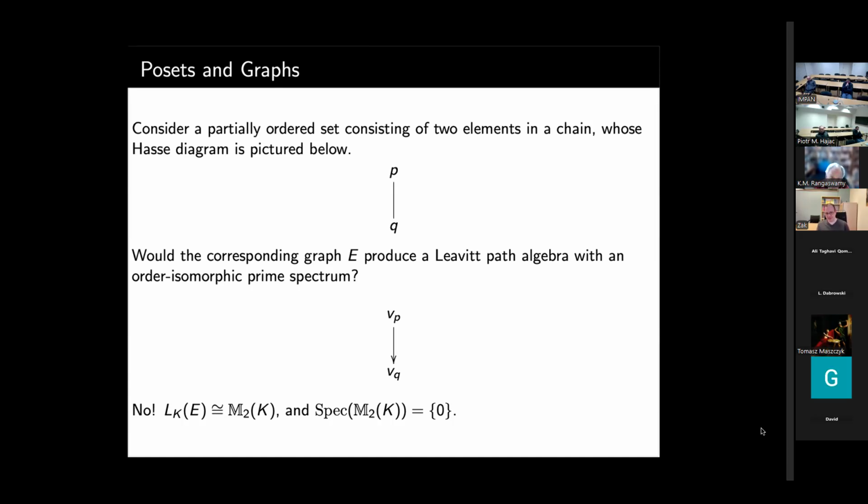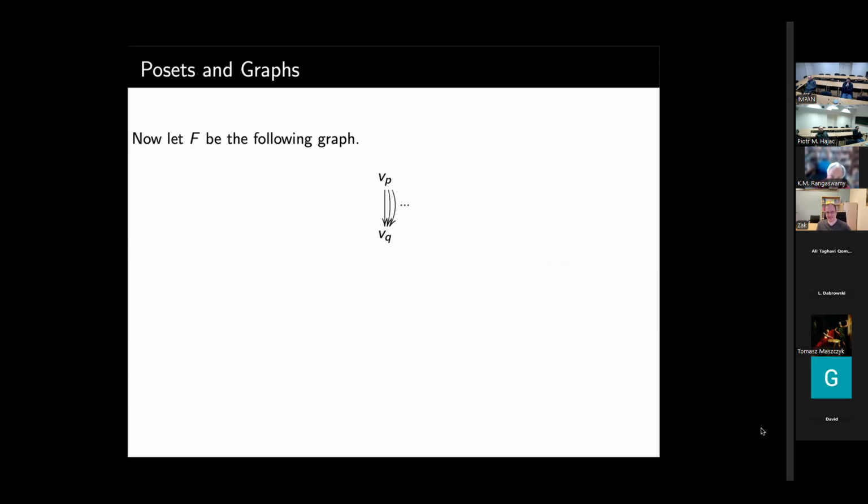But if we tweak that just a little bit, then it does work. So what we're going to do is take two vertices again, but instead of drawing one edge between them, we'll draw infinitely many edges. And what that does is it nullifies the CK2 condition for the top vertex, precisely. So if you do that, then you actually get a ring with two prime ideals. 0 will be a prime ideal, and the ideal generated by VQ will also be prime, and it will not contain VP because we can't get from VQ to VP, because VP is no longer regular and we don't have the CK2 condition.